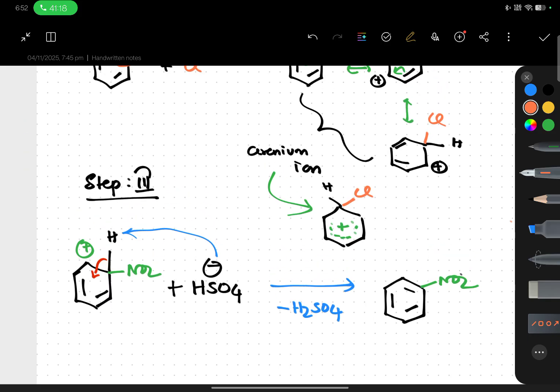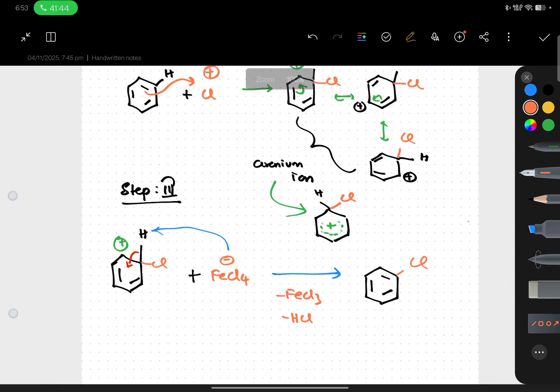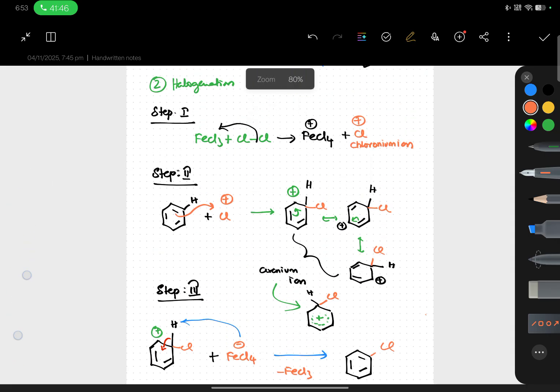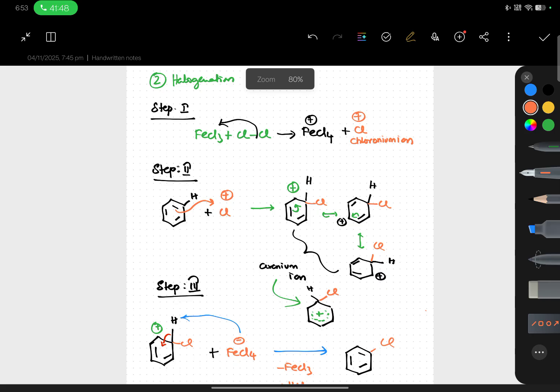Again, in the final step, in place of HSO4 minus, you will have FeCl4 minus. Here you will have chlorine. So FeCl3 is formed, HCl is also formed. Along with it, you'll have chlorobenzene. Copy this. This is called halogenation reaction.